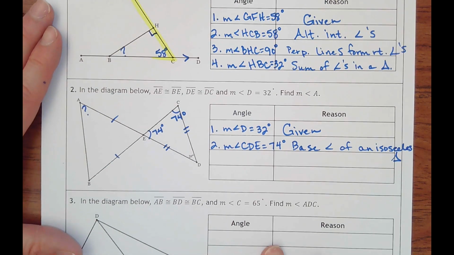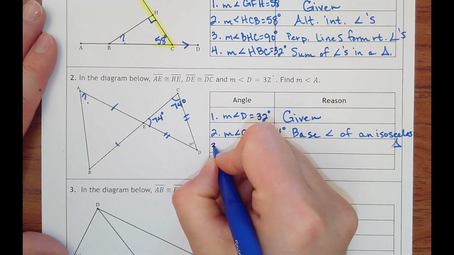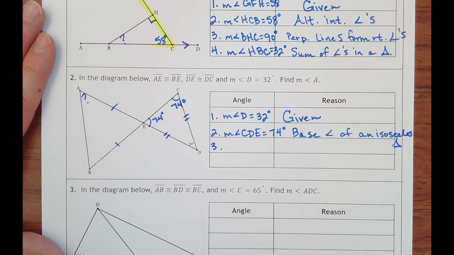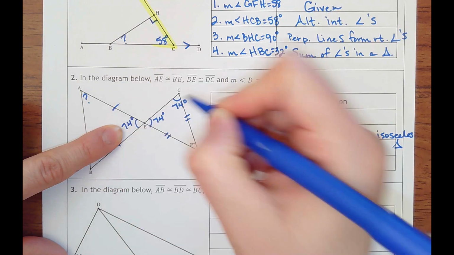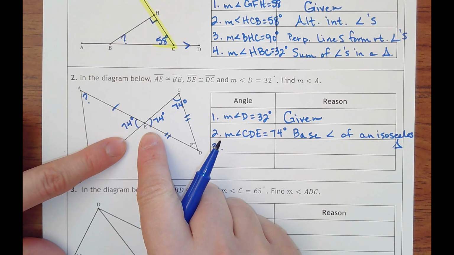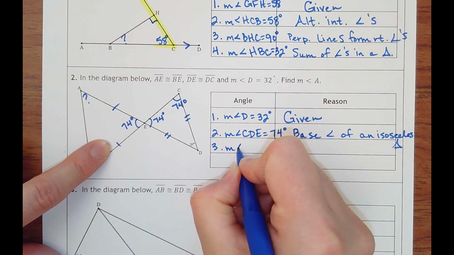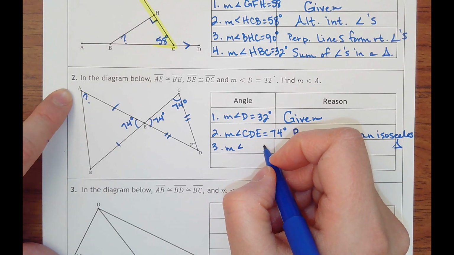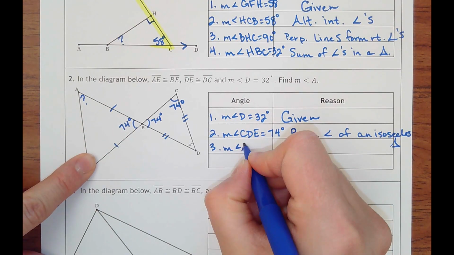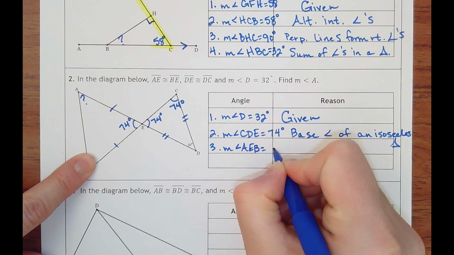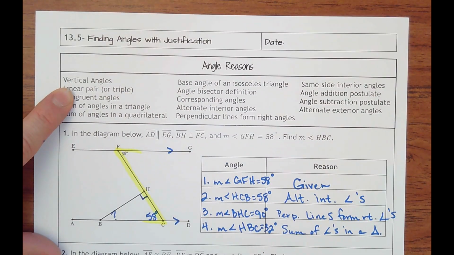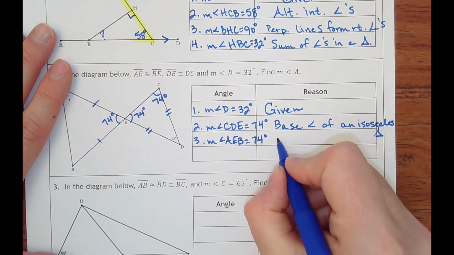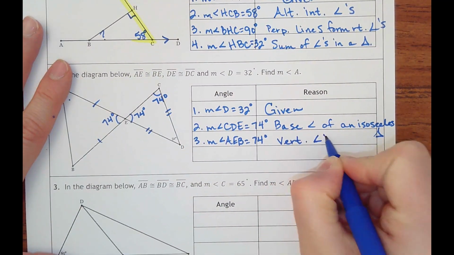Okay, I wouldn't want to just do the sum of angles in a triangle because that's not super specific. I didn't know 2 of the angles, I only knew 1. All right, from there, I can see that this angle here would also be 74 degrees because these are vertical angles. So I'll put that the measure of angle AEB is also 74.